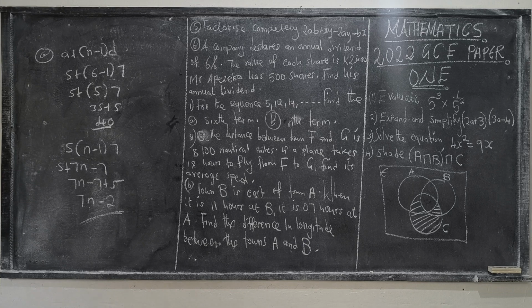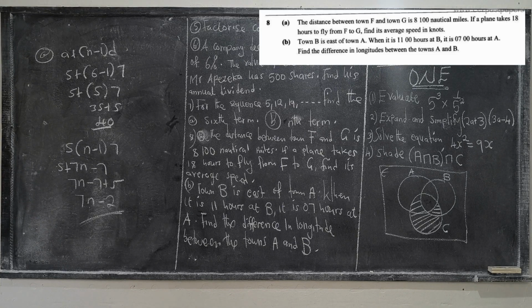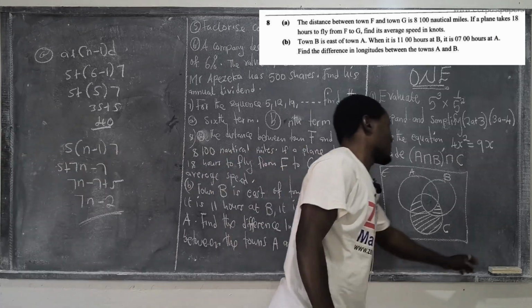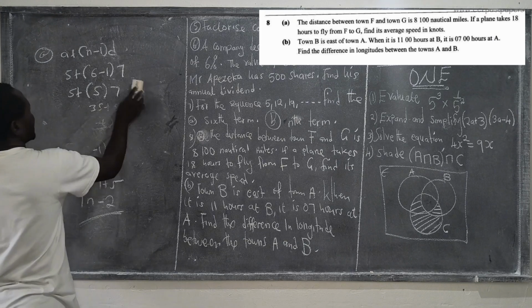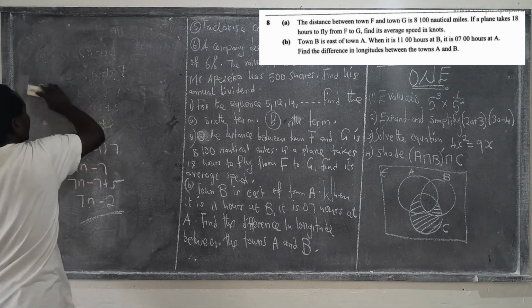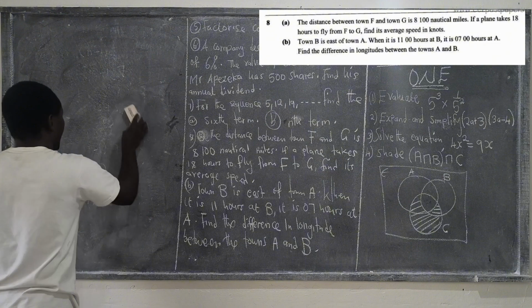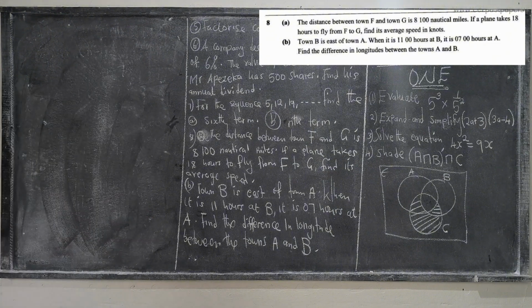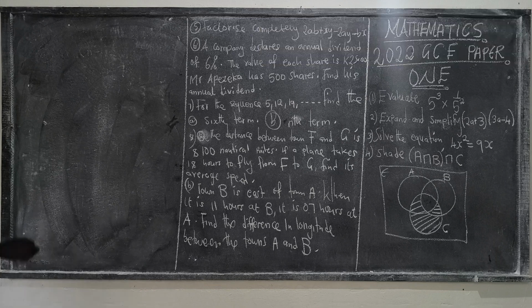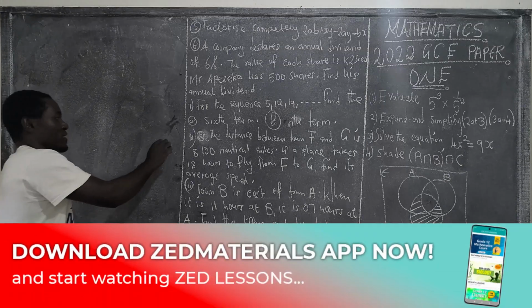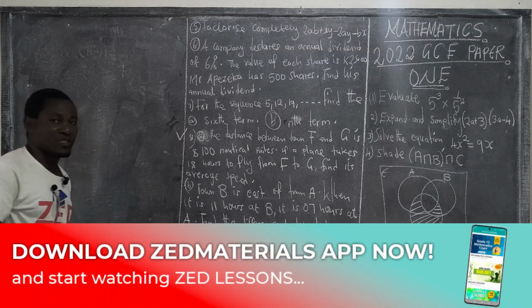We move on to question number 8. Question number 8, which is saying the distance between F and G is 8,100 in nautical miles. Then they are saying if a plane takes 8 hours to fly from F to G, find its average speed. So how do we find average speed? Remember, this topic is coming from what? Geometry, grade 12 topic.